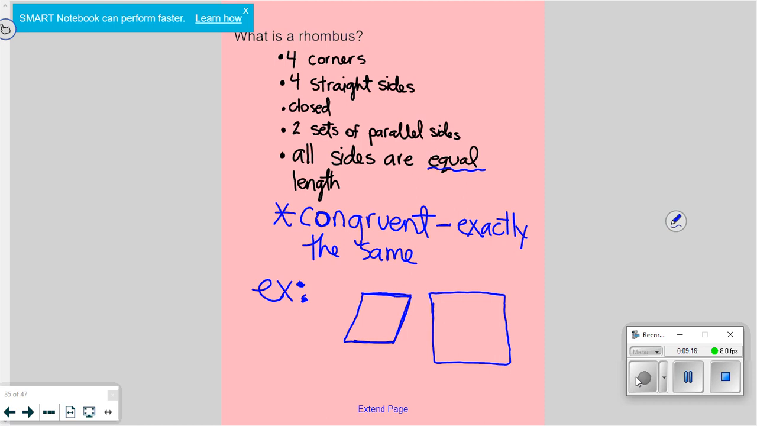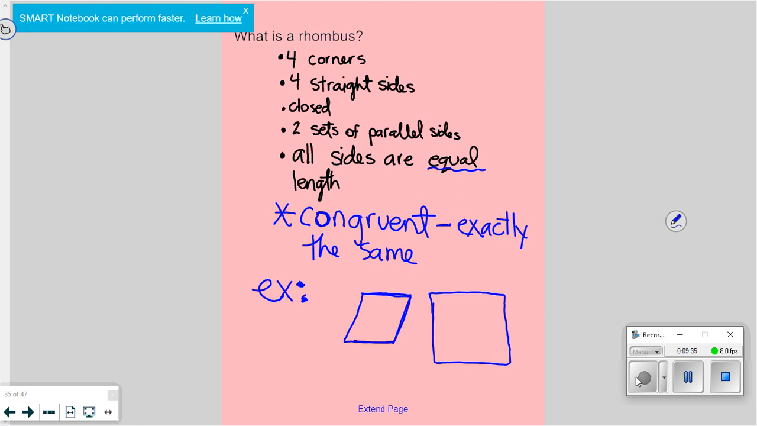Does it have 4 corners? Yes. Does it have 4 straight sides? Yes. Is it closed? Yes. Does it have 2 sets of parallel lines? Yes. Show me, where are they? Why doesn't it have one set here? We should have side and side, top and bottom.